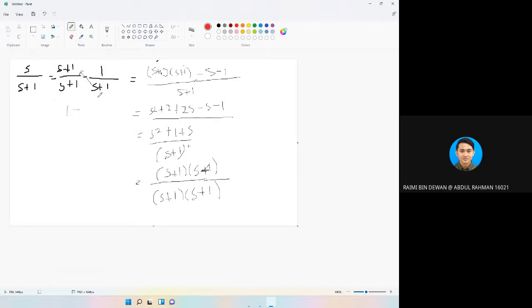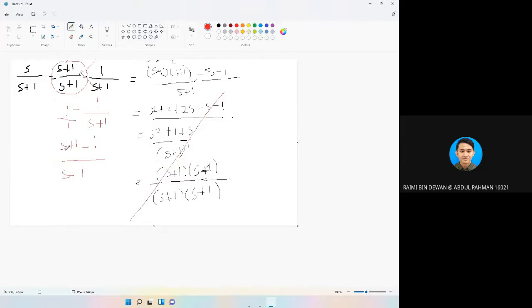So for example, 1 over s plus 1. Okay, so s plus 1. You have 1 here, then you have minus 1. If you expand, then you have s plus 1. Sorry, maybe I did something wrong a bit here, I mean the algebraic manipulations, because this one still represents 1, so you need to check. Sorry for the error.